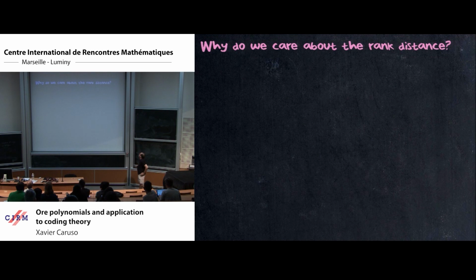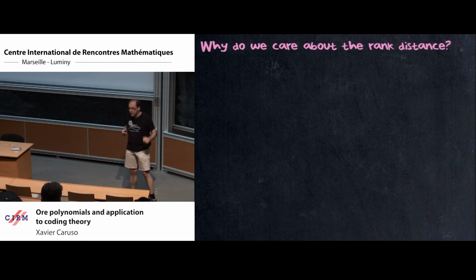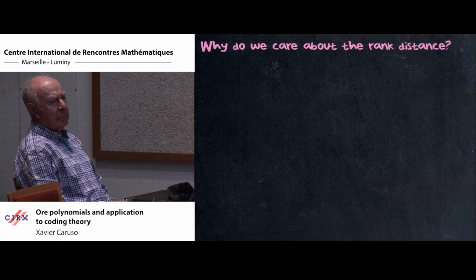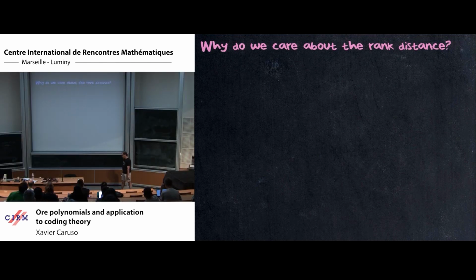Yeah, so why do we care about the rank distance? Of course we can say that it's a very beautiful mathematical construction, but in fact Ore polynomials and Gabidulin codes were defined maybe 50 years ago, and indeed they were more or less forgotten. Not exactly, but not much work has been done on it for some time, and nowadays there is much more attention on them, because there are practical applications. There are a few of them, but the most standard one is the application to what we call network coding.